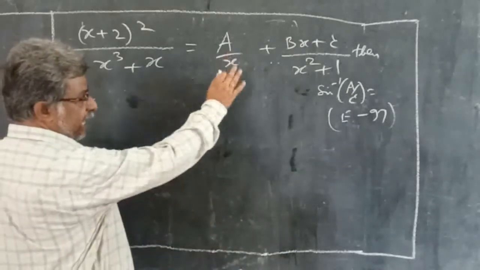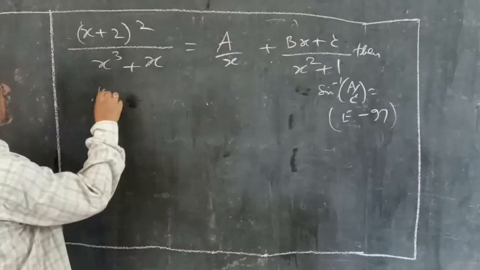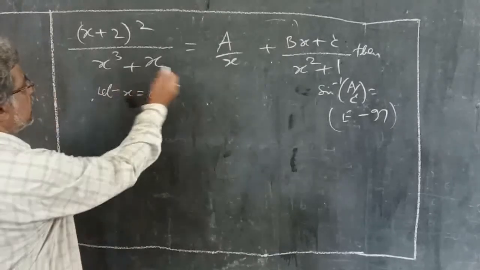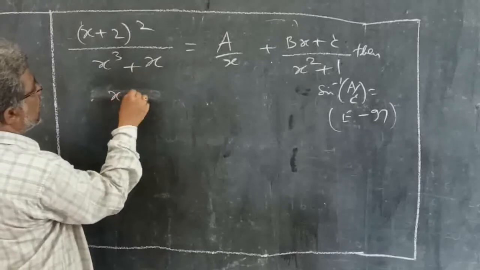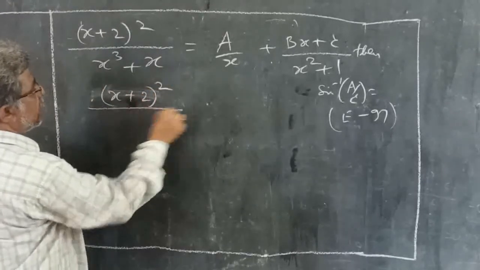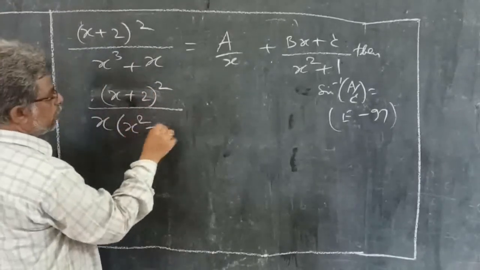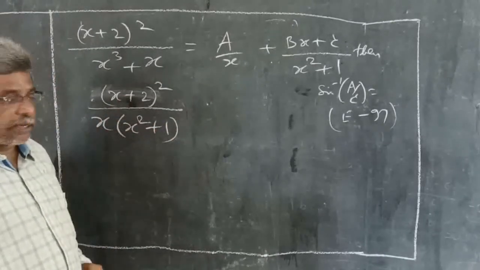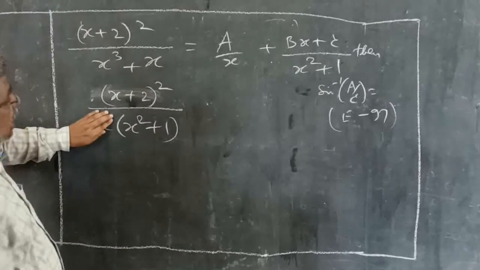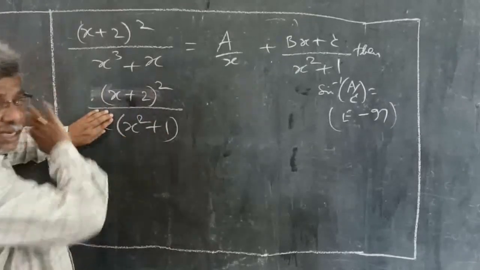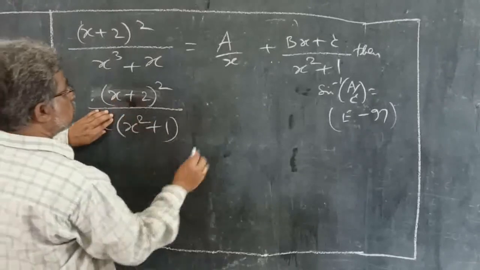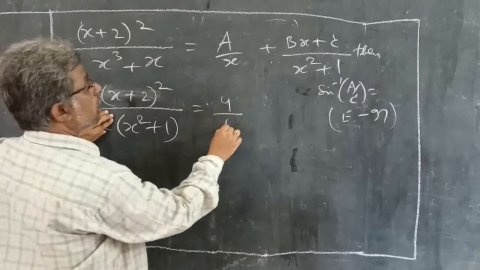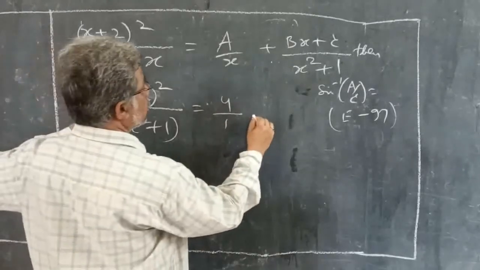To find a, we need x equal to 0. Let x equal to 0 give you the a value. Substitute x equal to 0 in this equation after simplifying this first: x plus 2 whole square by x into x square plus 1. Now if I close this and keep x equal to 0, I will get a value directly. That is 0 plus 2, 2 square, 4 by 0 plus 1, 1. So a is equal to 4.